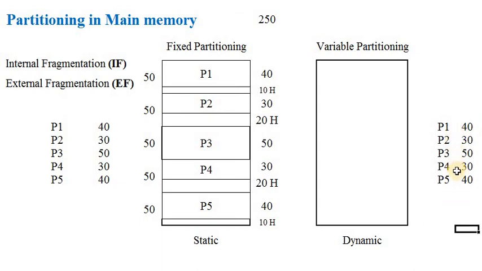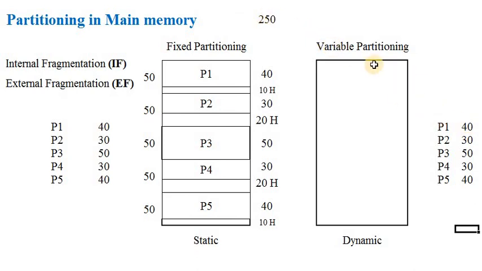So let us allocate one by one. Process 1 first. What is the size of the total main memory here? That is 250. First we need to check the process size along with the available size. What is the process size here? 40.